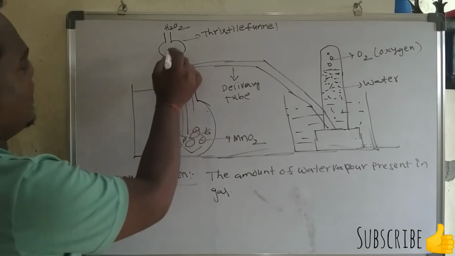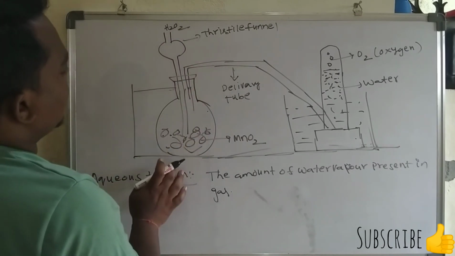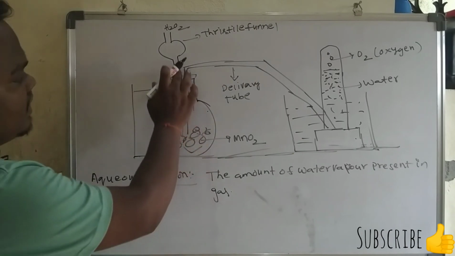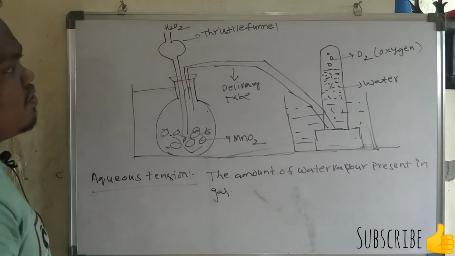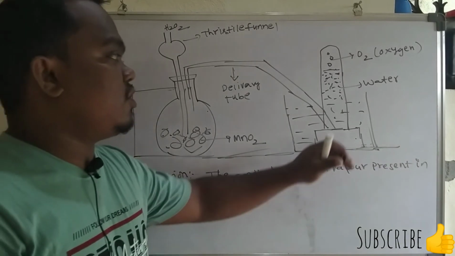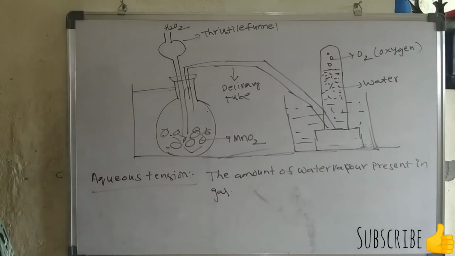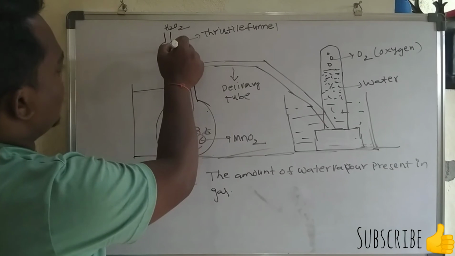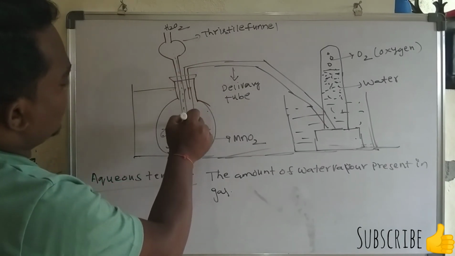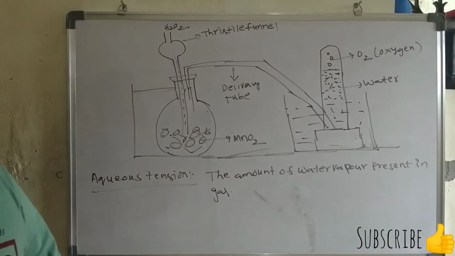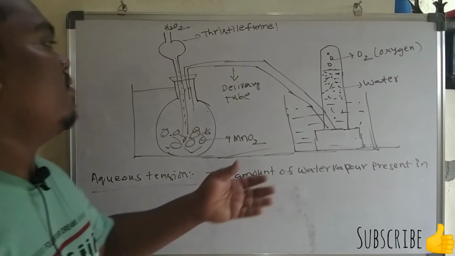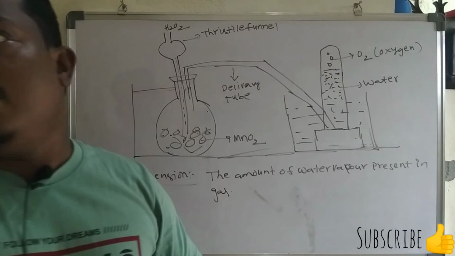I am going to fit the thistle funnel and delivery tube through a beaker, and this is how we collect the gas by downward displacement. That is the equipment I arranged. Now I am going to slowly add the hydrogen peroxide to the manganese dioxide. Then the reaction takes place, and finally oxygen gas is liberated.